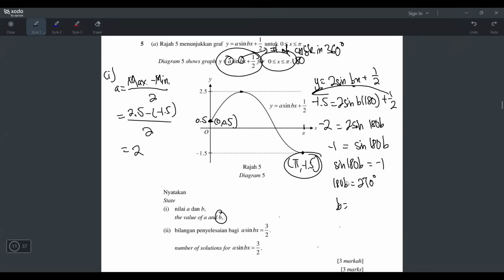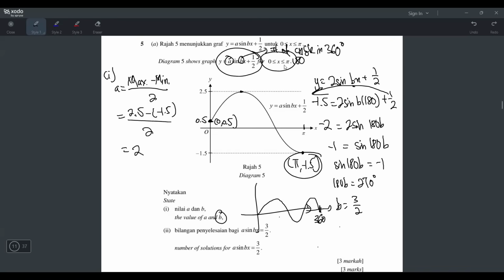Just take 27 divide 18. Okay, let me press. My calculator gives me 3/2. So that means the B is 3/2. It means in 360 degrees, by the time you reach 360 degrees, you already complete 1.5 graph. That's what it means. Wait, is it correct?